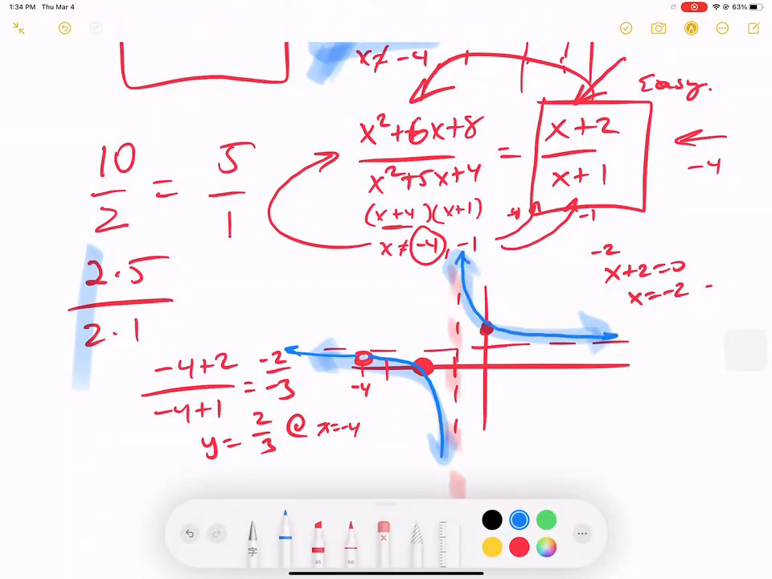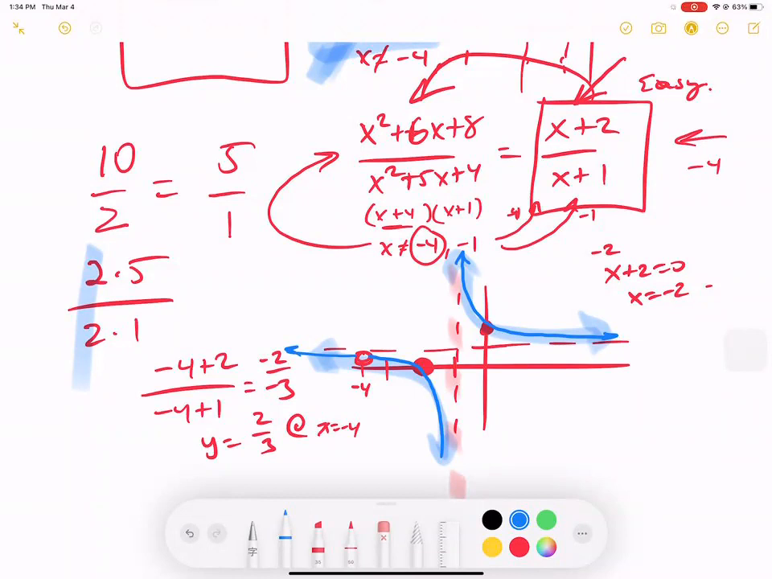So how do you spot a hole? Well, I hope they factored for you, because if they do, the holes are super easy to spot. Now, one thing I need to say: when you find the hole, if they ask you what is the point, because a hole is a point, right? You have to give them the x and y point. If they just ask you where's the hole, just the x value, that's fine. You can leave it as an x value.